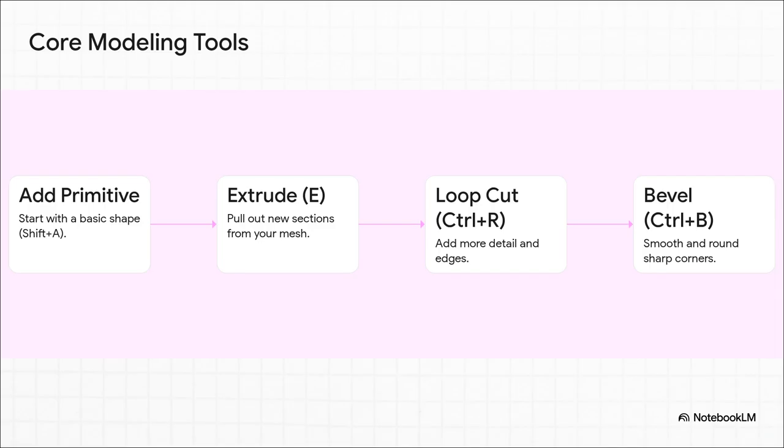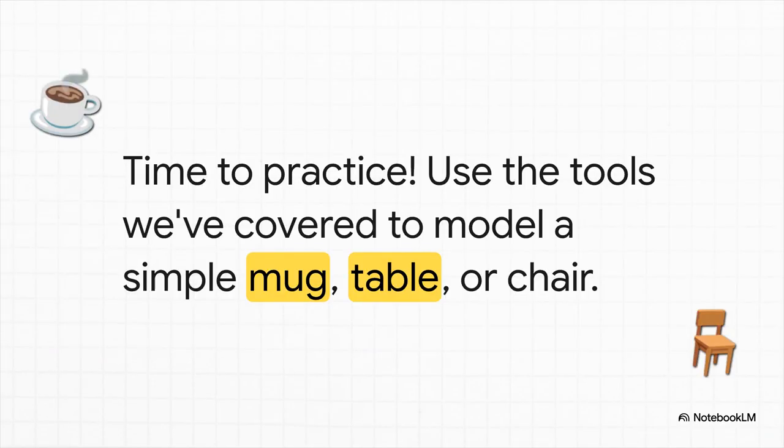That's it. That's the core loop of all modeling. Look, hearing about it is one thing, but practice is everything. Using only the tools we've just talked about, I want you to pause this and just try to make something simple. A basic coffee mug, a little table, a chair. Don't worry about making it perfect. The goal is just to use the tools. Go on, give it a shot.